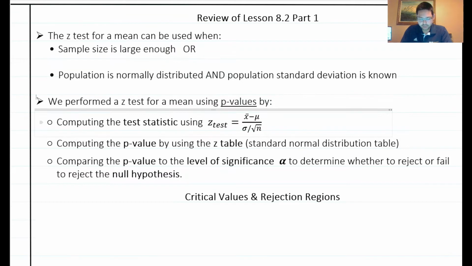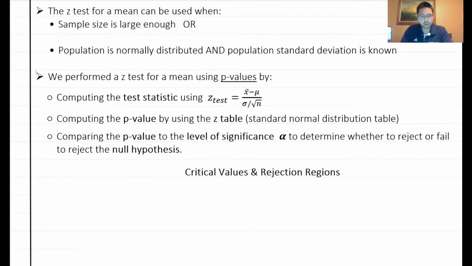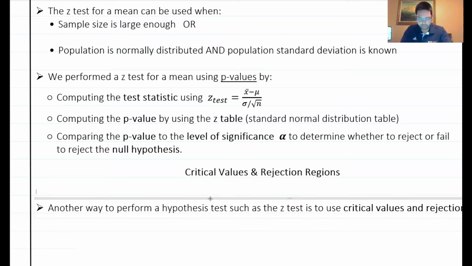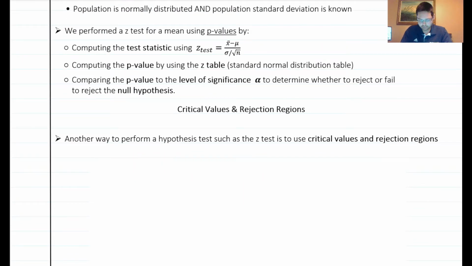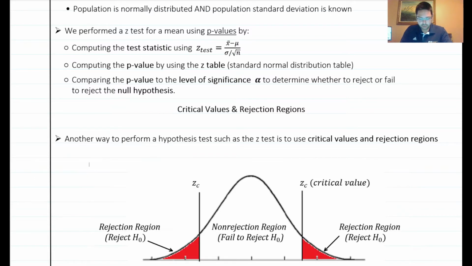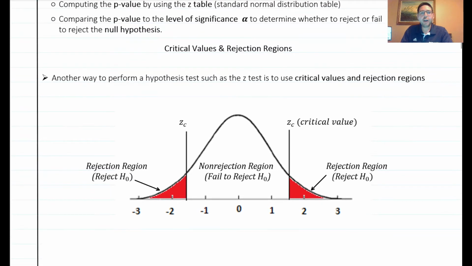All right, so now we're going to discuss in this lesson critical values and rejection regions. So what are those? First off, another way to perform a hypothesis test other than the p-value method is using critical values and rejection regions. So what do those actually look like? Let's give you a quick example. Let's say we had a two-tailed test, right? So clearly we know we have both tails involved, left and right tail. Now what you're going to do is divide the normal distribution into essentially two regions, a rejection region and a non-rejection region.